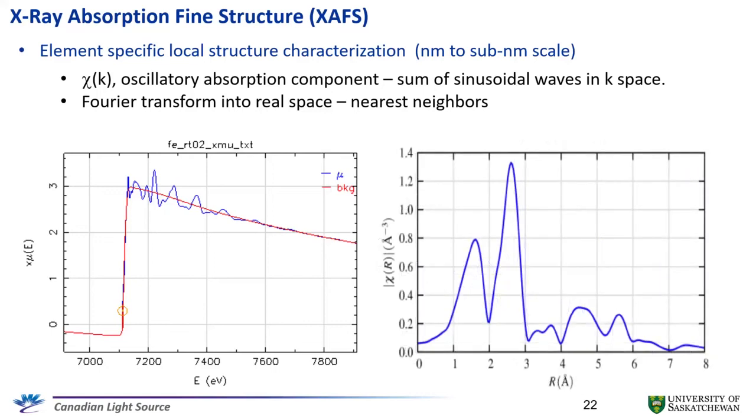This shows the nearest neighbors of this element. In this case, we measure iron. So this will show, at 1.5, 1.6 angstrom from this iron atom, how many other elements you have. So this will give you the distribution of the nearest neighbors around this element.